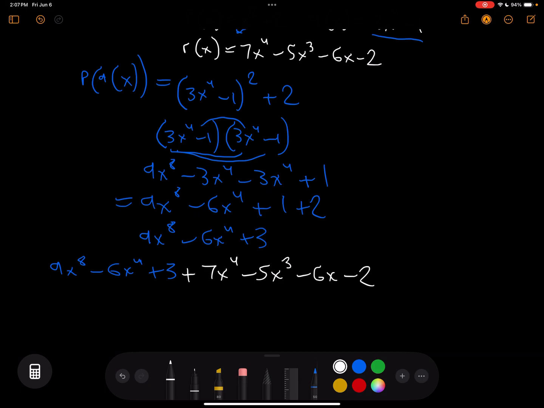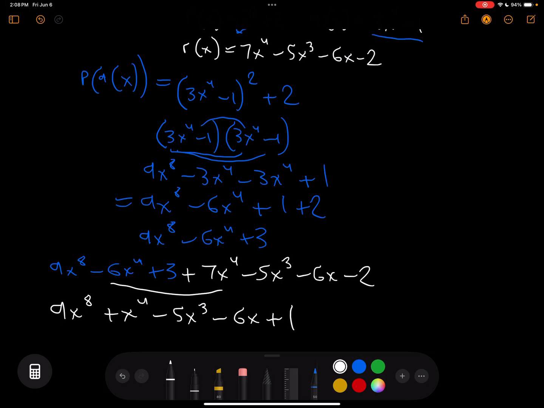Then all we have to do here is combine like terms. We've got just 9x to the eighth on its own. Don't combine that with anything. For the x to the fourth terms, minus 6 plus 7, we're going to have positive 1 at that point. So that's plus x to the fourth. Then we have just minus 5x to the third, no other terms of that type. Then minus 6x, the only term of that type. Then 3 minus 2, that's going to give us plus 1.